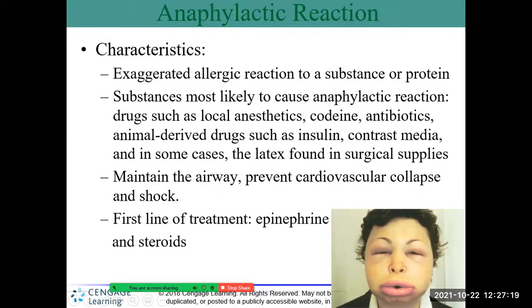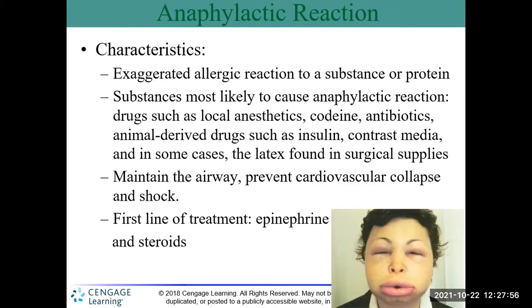Now, anaphylactic reaction is another thing that you want to be aware of. The characteristic of this is an exaggerated allergic reaction to any substance or protein. The things that most commonly cause these reactions are drugs. Local anesthetics can cause it, codeine, antibiotics, animal-derived products like insulin. Contrast media is a really common reaction agent. And in some cases, the latex found in surgical supplies.